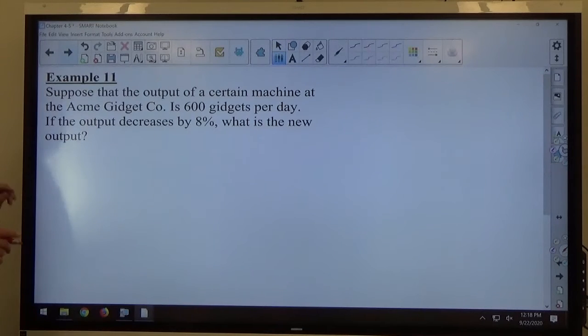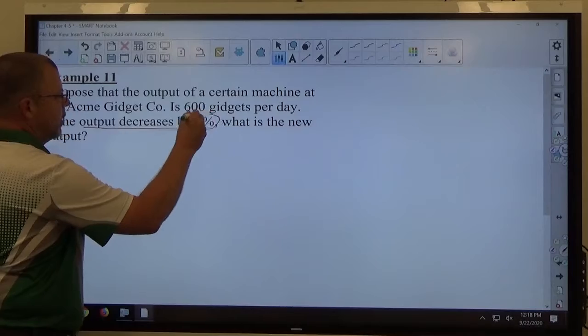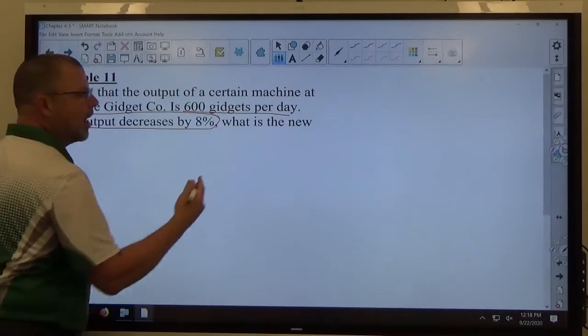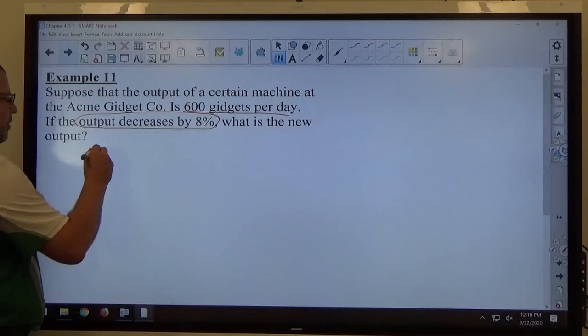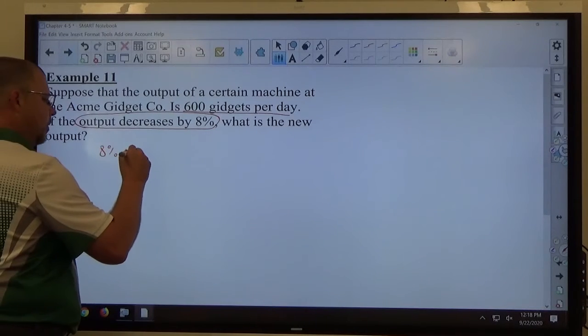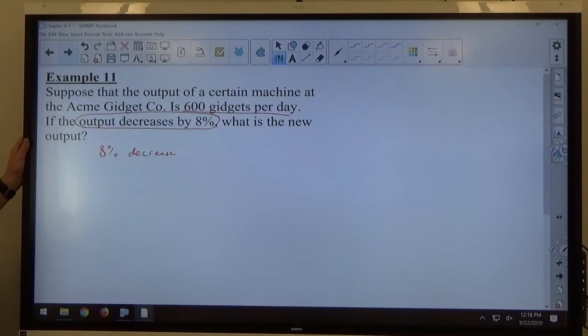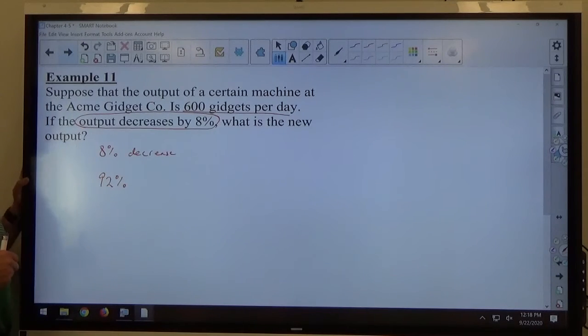So the output decreases by 8%, and their usual output is 600 gidgets per day. Again, what usually happens represents the whole amount, and we're looking for a part. It's an 8% decrease. If you decrease 8% from 100, what's left over? 92. 92% is what we're going to be looking at. So an 8% decrease means a 92% efficiency, basically.